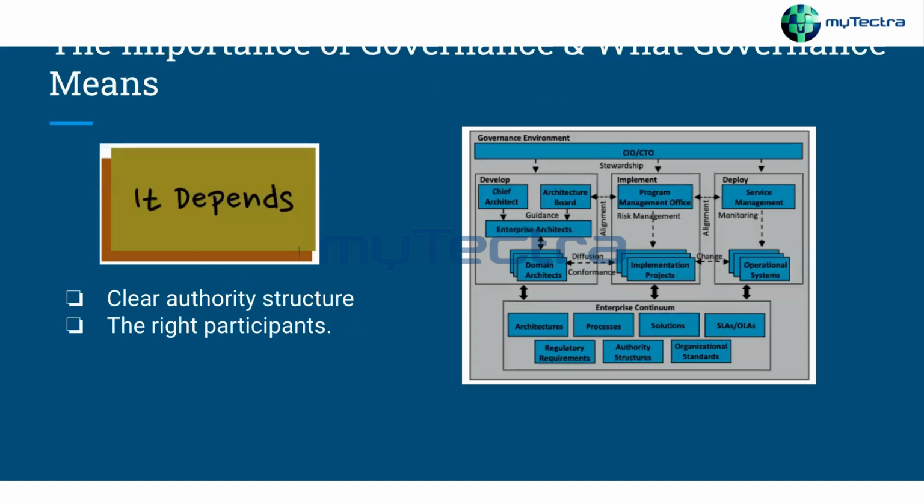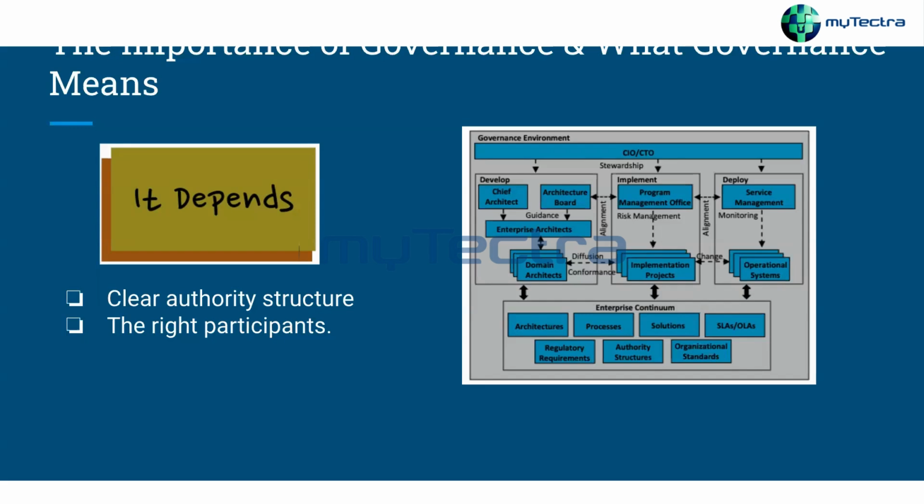And this is what I was talking about, governance. Why we need governance is that an enterprise architecture is only as good as the decision making framework established around it. That decision making framework is actually the governance framework. It must be supported by a strong governance, because it should ensure the development is successful, the implementation is successful, and the sustainment, which is the maintenance, is successful. So it depends upon the authority structure and the right participants.